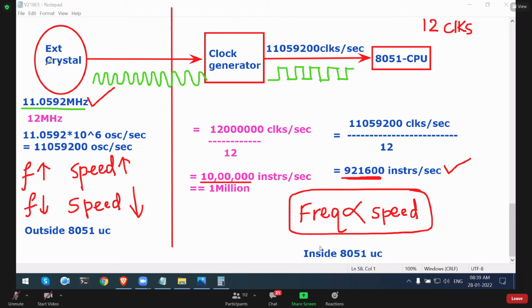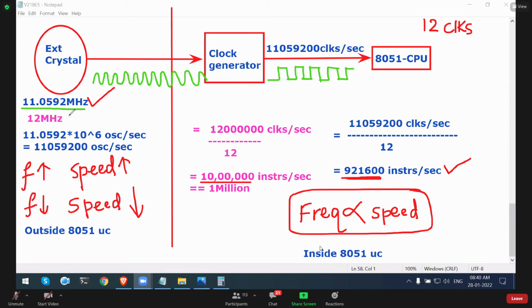Actually, you can change this crystal oscillator value and increase the speed, but you have to consider the maximum frequency supported. You got the point that if I increase the frequency, the speed of execution will increase, but I cannot increase it to 20 megahertz, 30 megahertz, or 100 megahertz, because the internal circuit of the 8051 will work only if the frequency is up to 12 megahertz.